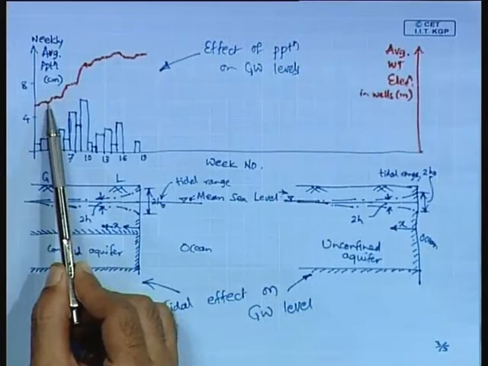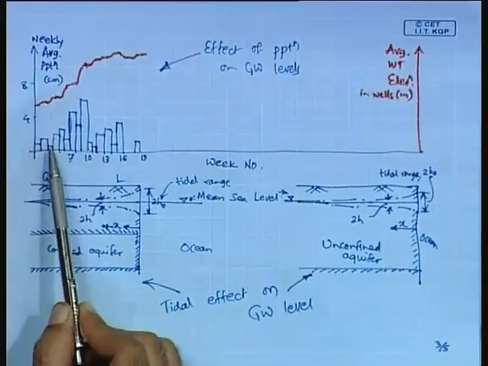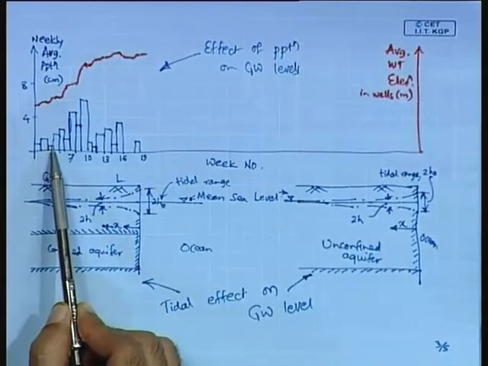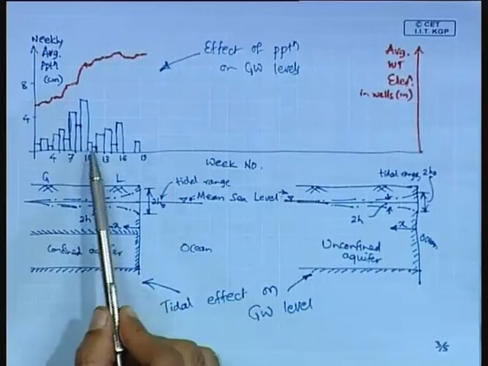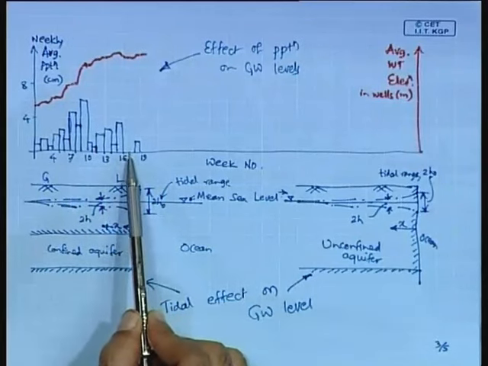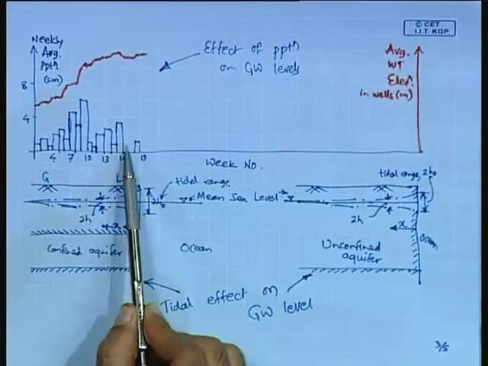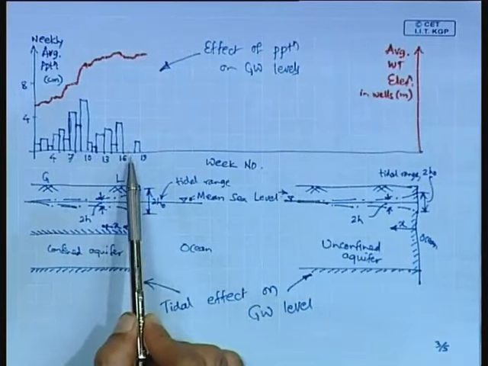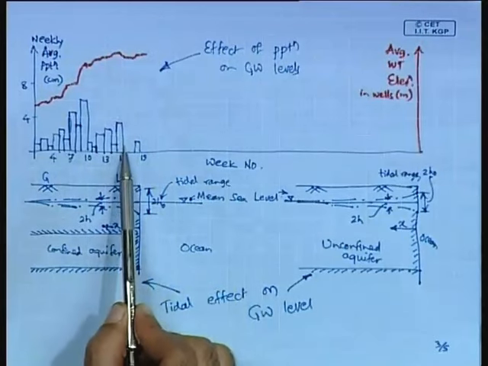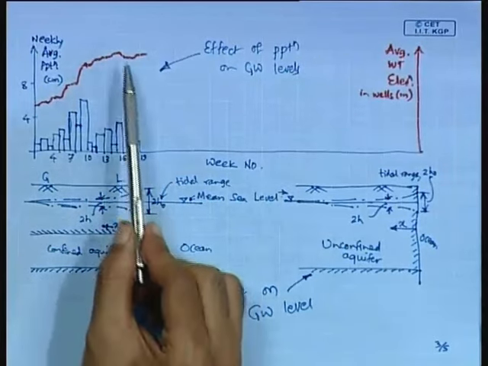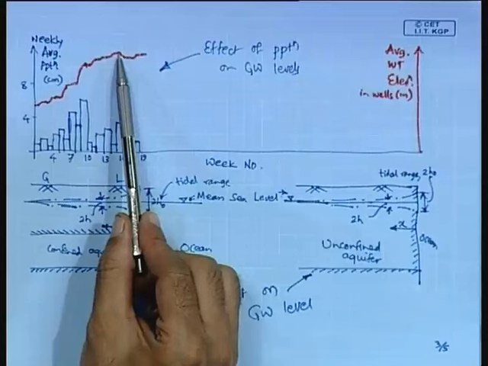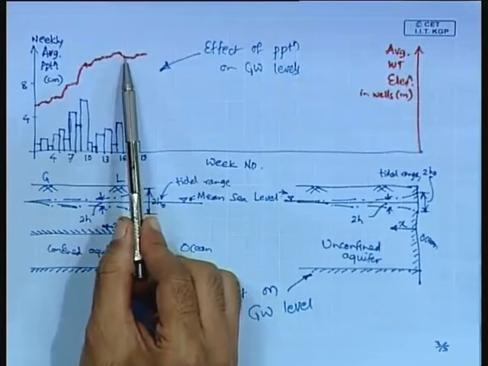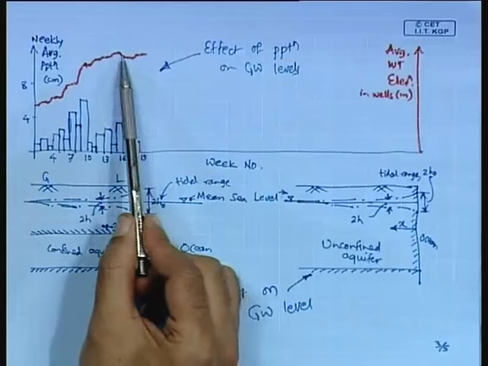Those represent the weeks wherein the total weekly precipitation and the total weekly evapotranspiration are more or less the same or slightly less. In that case, it also shows a slight decreasing trend. Here, during weeks number 17 and 18, there is absolutely no precipitation. So the weekly precipitation amount is 0, whereas the weekly evapotranspiration amount is significant. Therefore the water table shows a lowering trend. That is shown by this.